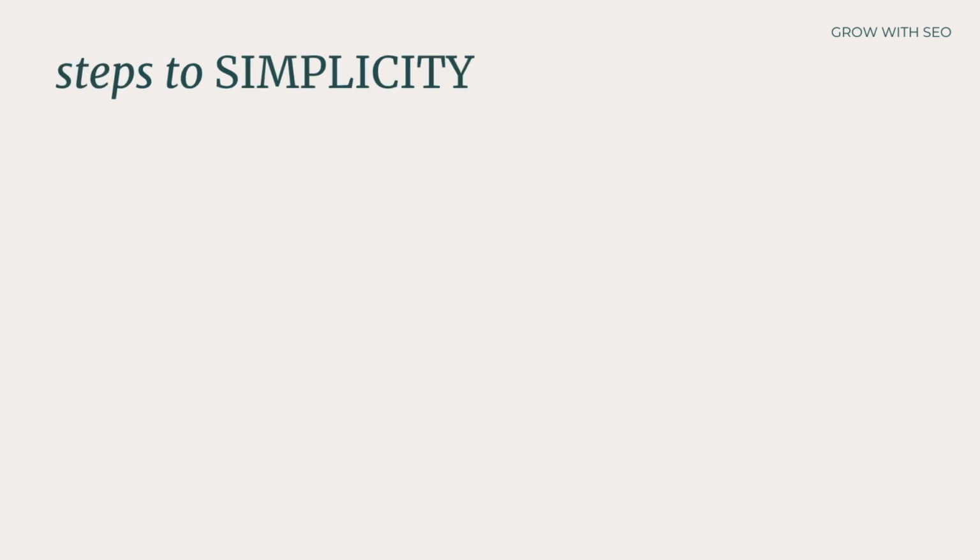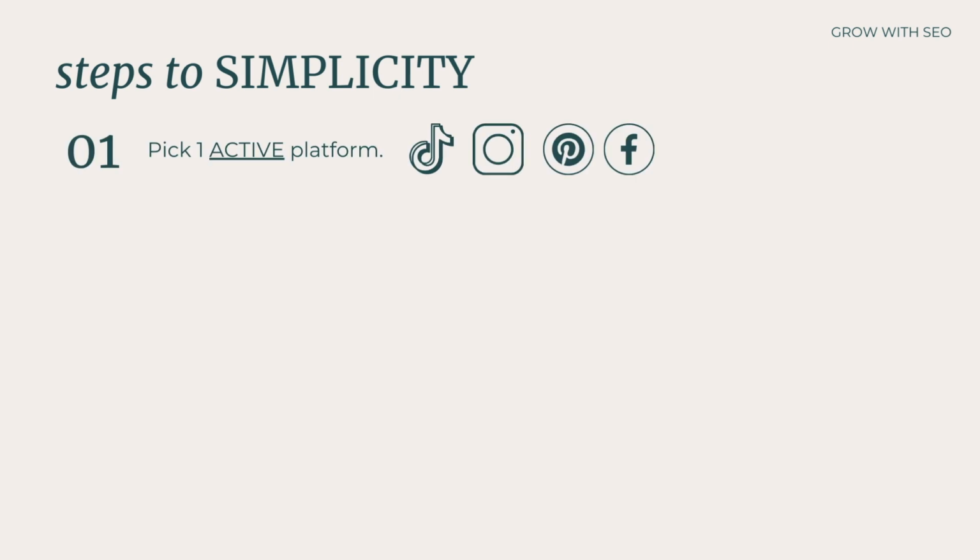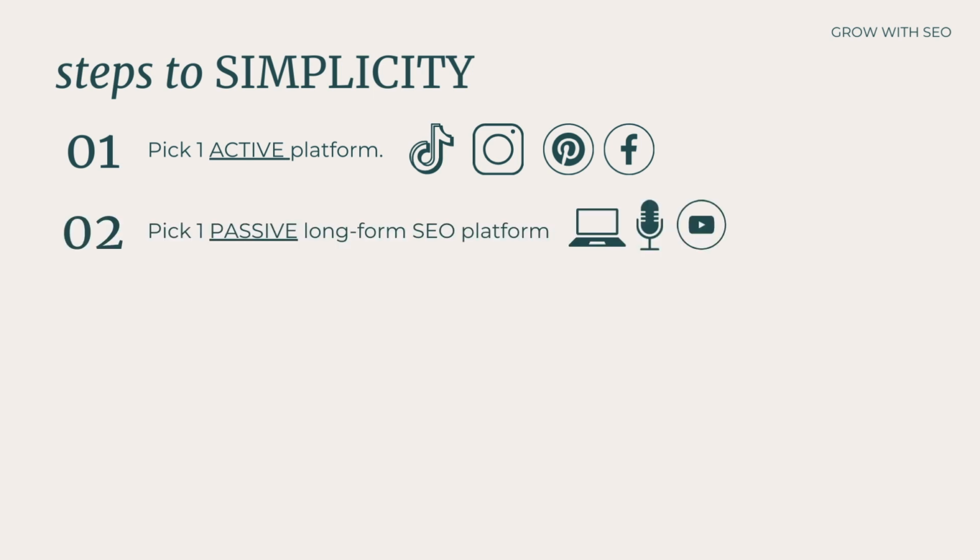As a recap, your steps to simplicity for marketing is to pick one active platform. So TikTok, Instagram, Pinterest, or Facebook. I say Pinterest even though it is an SEO platform just because most Pinterest experts recommend pinning multiple times a day. So it's a little bit more active than long form content like a blog or YouTube channel. Then you're going to pick one passive long form SEO platform. So writing SEO blogs, doing a podcast, or starting a YouTube channel. And again, you only have to post once per week here.